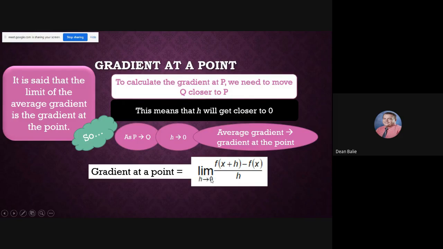So in other words, we're going to ask the question, what is, if you look at this formula here, you should recognize this as being my average gradient formula in the previous slide. So as my average gradient, or what this is asking is, what is the limit? In other words, what value is my average gradient approaching as H approaches 0? Okay.